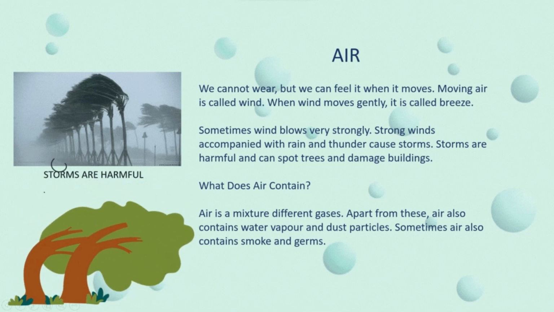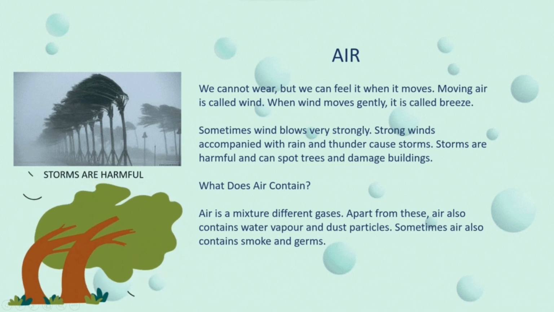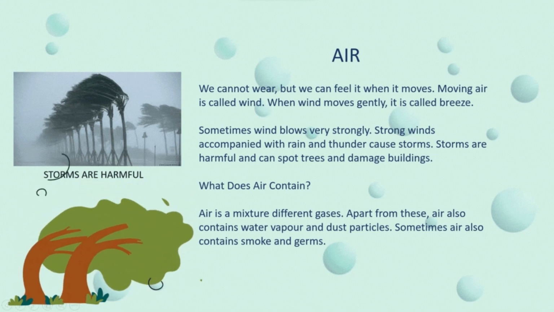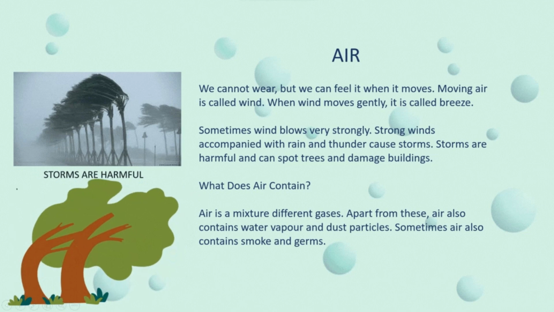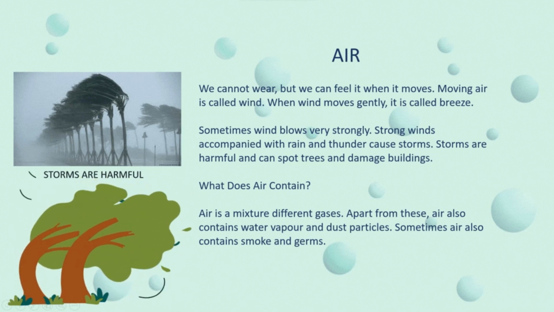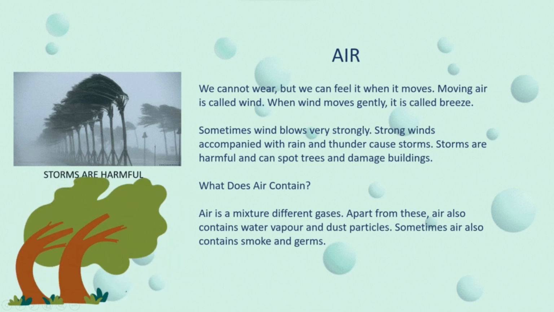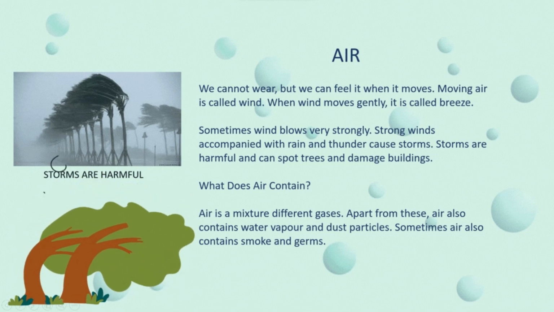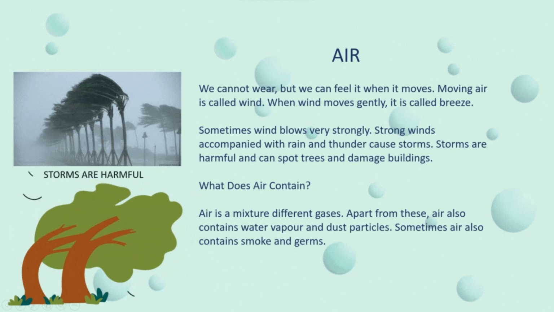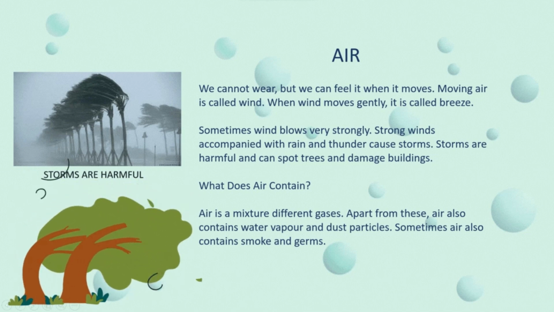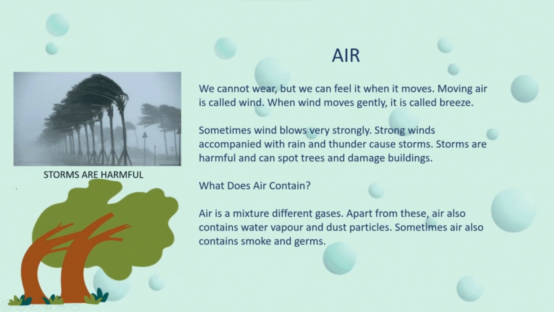Sometimes wind blows very strongly. Strong winds accompanied with rain and thunder cause storms. Storms are harmful and can uproot trees and damage buildings. What does air contain? Air is a mixture of different gases. Apart from these, air also contains water vapor and dust particles. Sometimes air also contains smoke and germs.